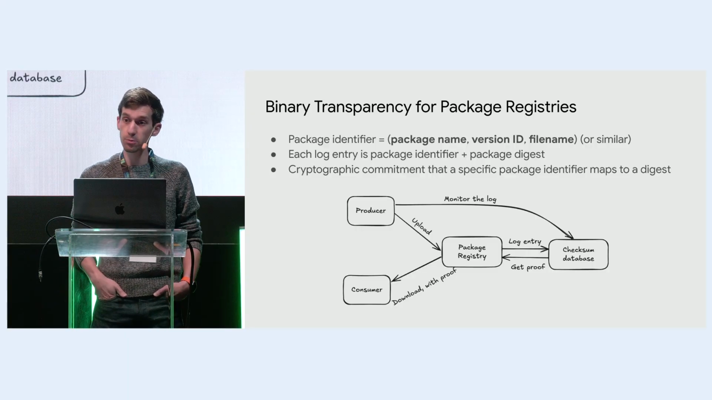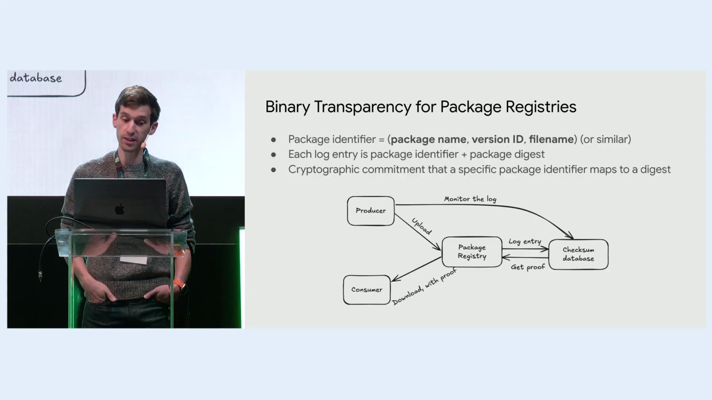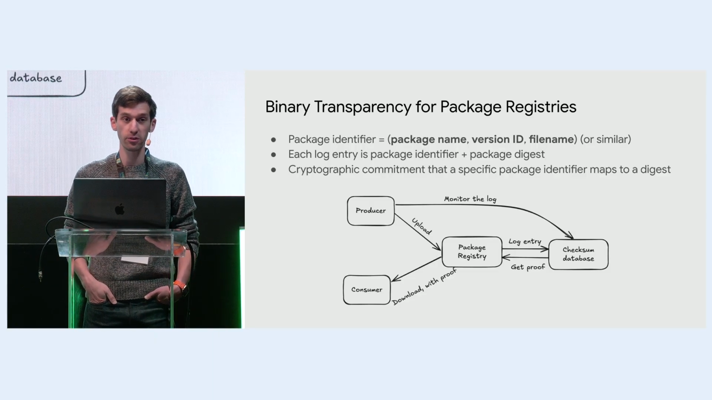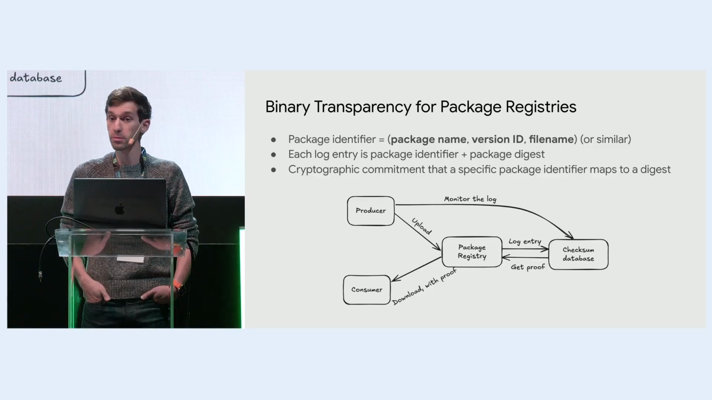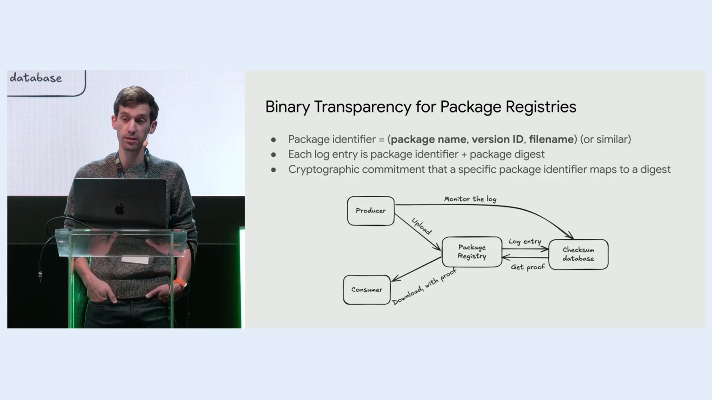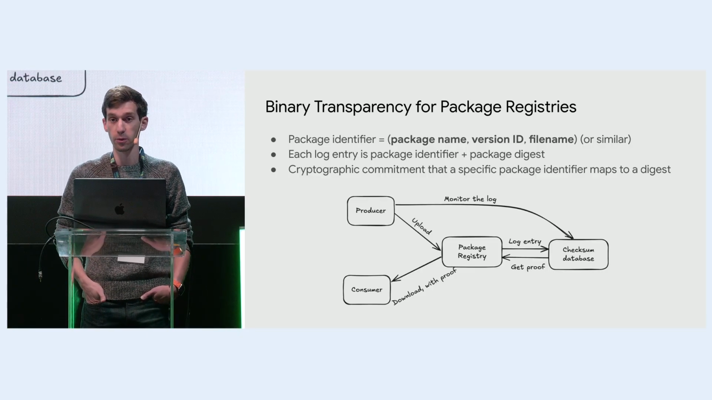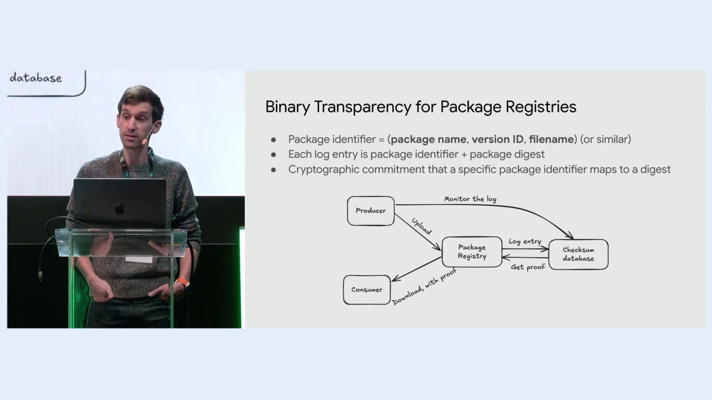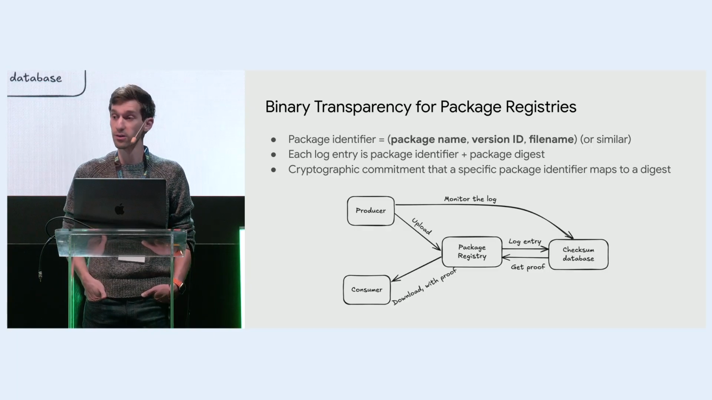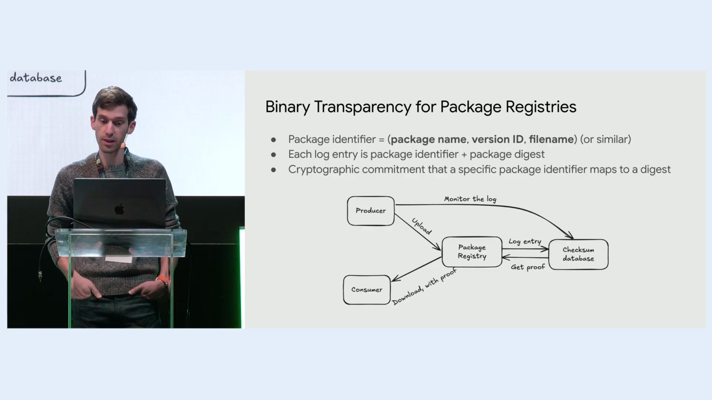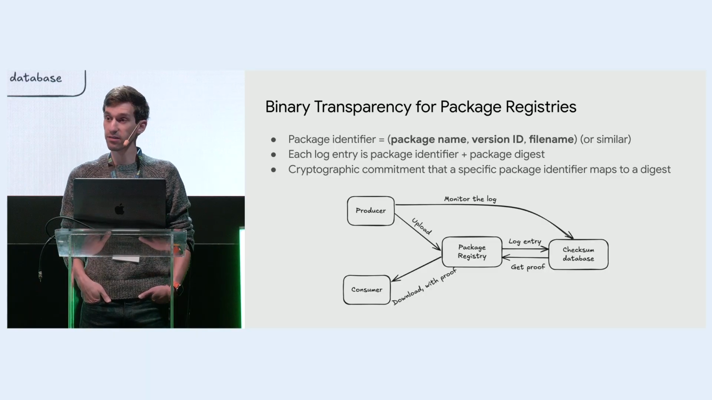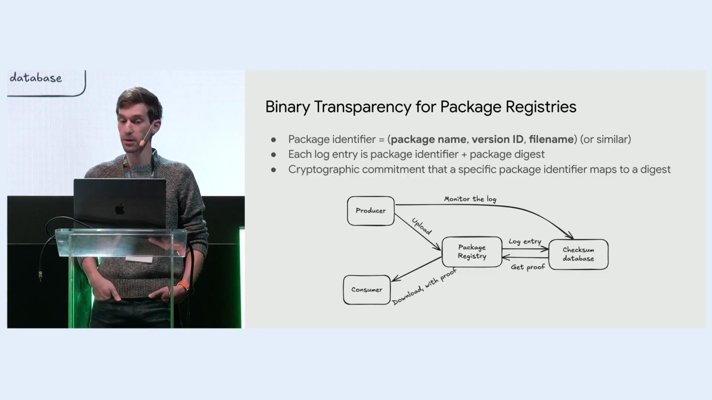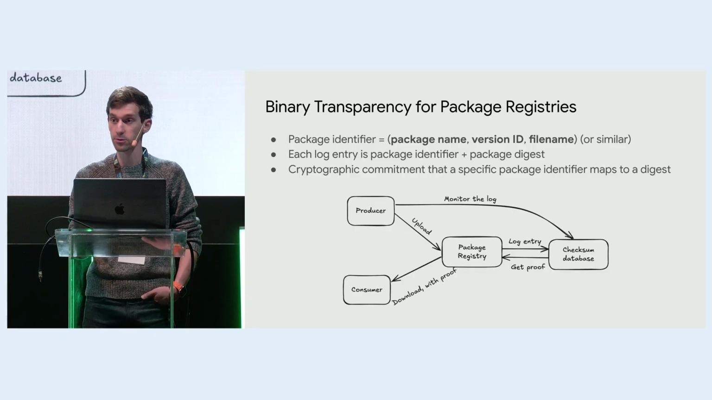So we can generalize this process for any package registry. What's needed is some unique package identifier for an ecosystem. So one example is taking a package name, a version ID, and a file name. But this could be something else. It could be a URL, for example, as long as it's logically immutable. So for one example, in Git, tags are mutable, so those are not great as identifiers, though you could build a system that requires those to be immutable, for example. Each log entry will be a package identifier and its package digest. And what a proof means from the log is that there's a cryptographic commitment that a specific package identifier maps to a digest.